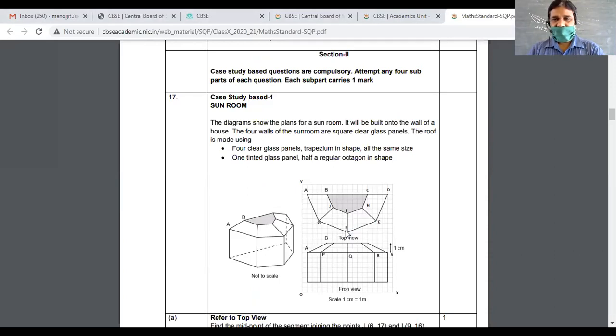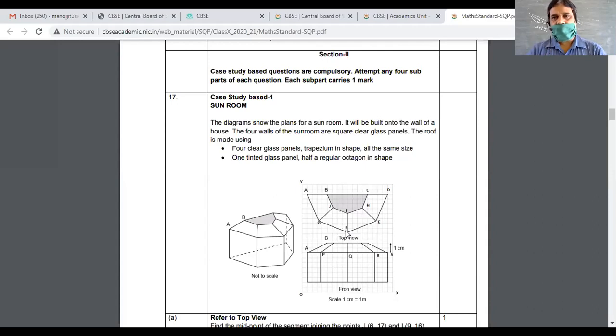Coordinate geometry, sir. Yes, coordinate geometry. What are the chapters in your textbook related to that? Only case studies will come. Case study means something related to your day-to-day life. Some examples from day-to-day life will be given here.